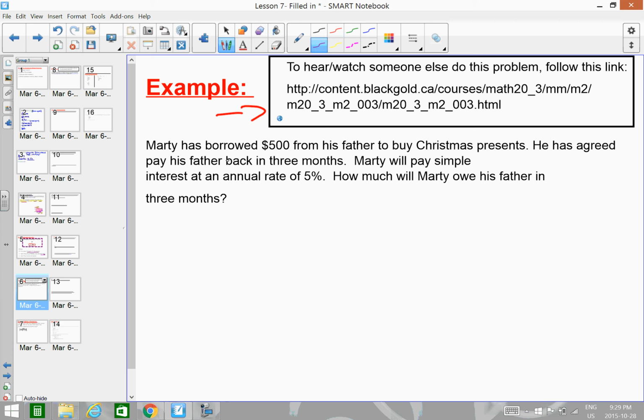So, Marty has borrowed $500 from his father to buy Christmas presents. He has agreed to pay his father back in 3 months. Marty will pay simple interest at a rate of 5%. How much will Marty owe his father in 3 months? So first, let's write down what we know. Okay, well, actually, let's start with the formula. I equals PRT, or P times R times T.